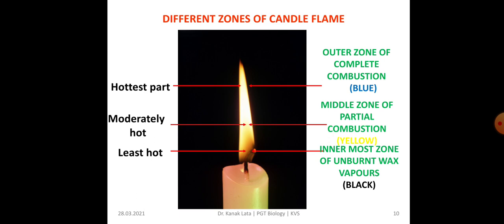This is about the different zones of a candle flame. There are three zones of candle flame. Outer zone, where complete combustion takes place and it is blue in color. Middle zone, where partial combustion takes place, that is yellow in color. And innermost zone of unburnt wax vapor, that is black in color. And this outer zone is the hottest part of the candle flame. Middle zone is moderately hot and inner zone is least hot.